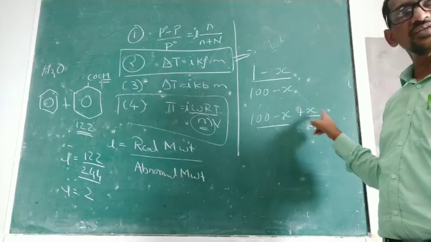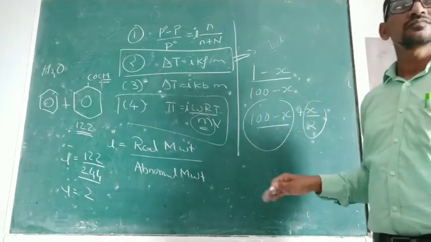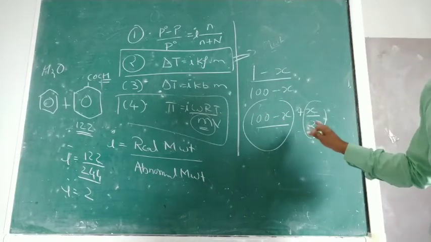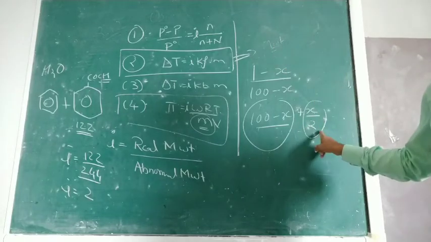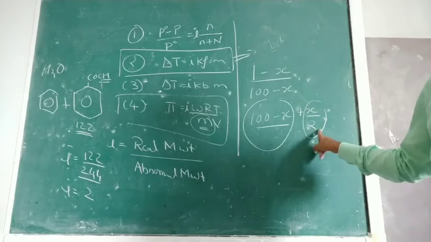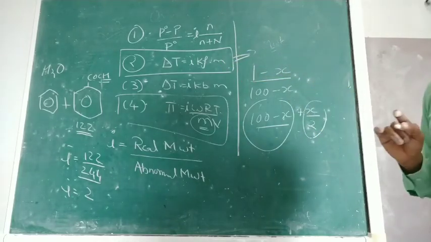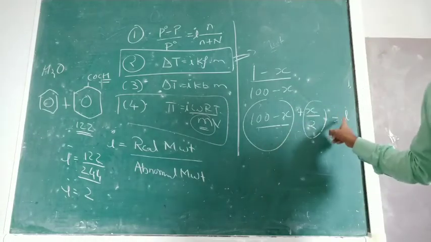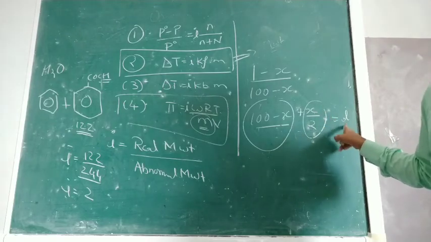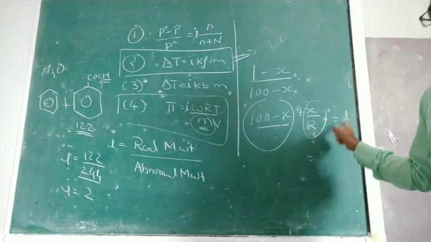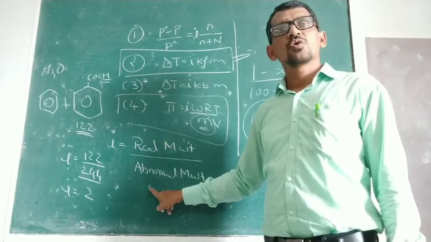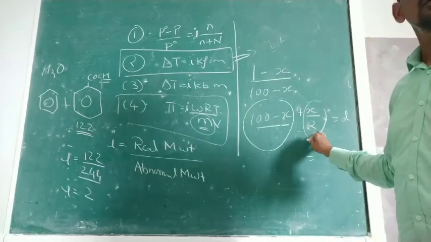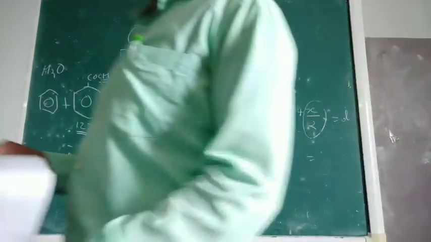100 minus x plus x by 2. Remember these two factors. This is remaining after association, but after association you have to add this, which is the associated particle. It is half, why? Because of dividing by 2: two molecules unite and then associate, so the x by 2 factor is associated. This is directly proportional to the van't Hoff factor i, which is equal to real molecular weight upon abnormal. So from this given data you can find i, or from these you can also find i.